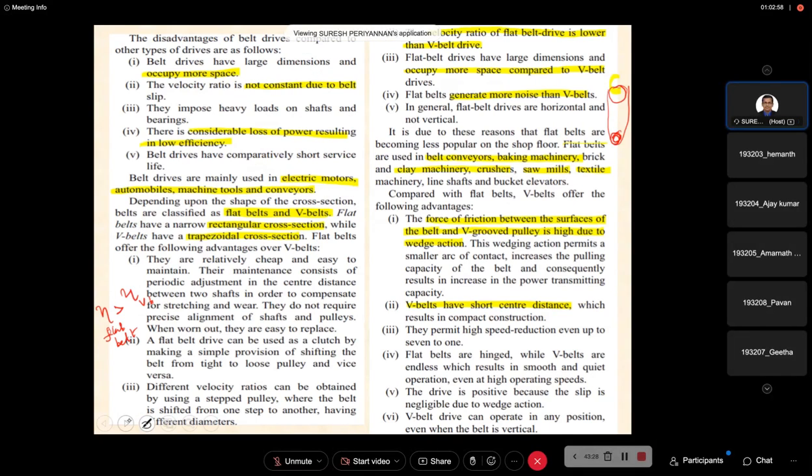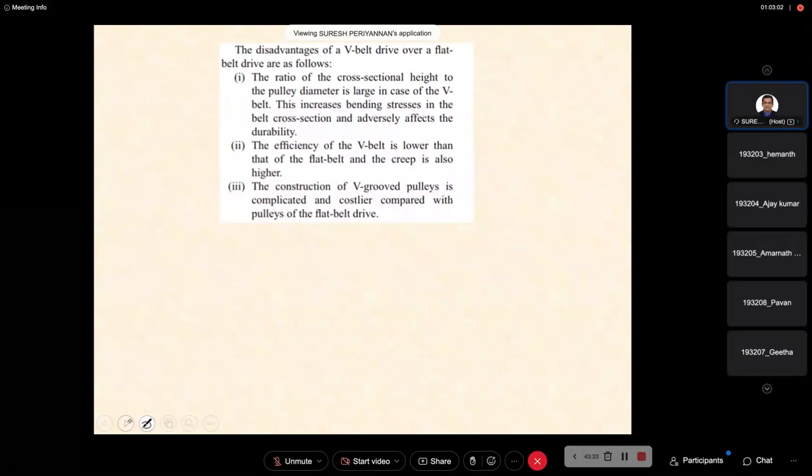V belts, we are using electric motors as prime movers to drive the compressor. You might have seen in power generation, the prime mover and generator are connected through the V belt. Also water pumps, fans, positive displacement pumps, blowers, and machine tools, such as the lathe machine.